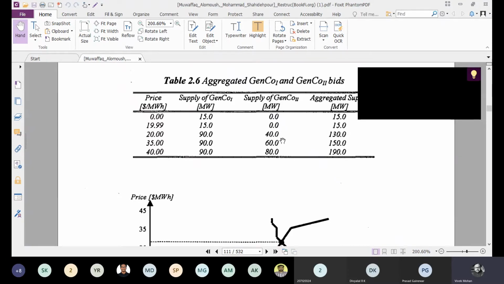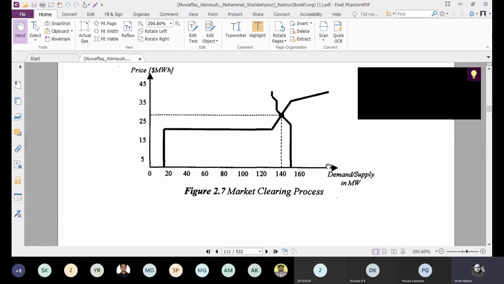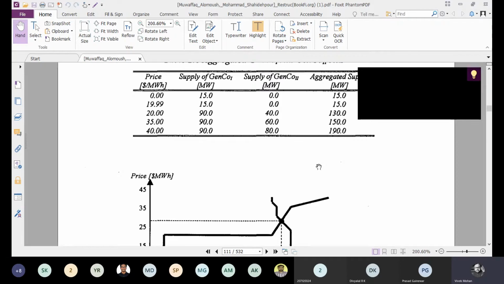So 40 plus 10 is 50, right? By that also we can find it. Otherwise we can directly take it for 27.5. The remaining load demand is 50. 90 plus 50 is 140. So from Genco 1 it is 90 and from Genco 2 it is 50.